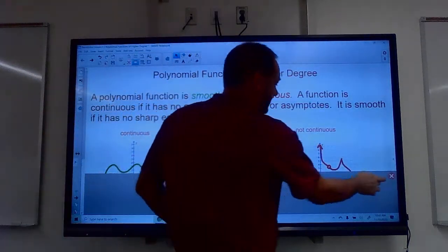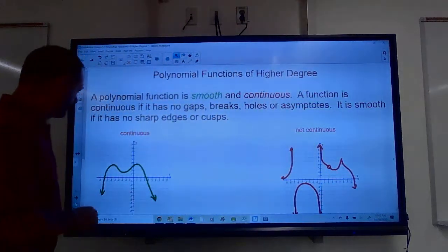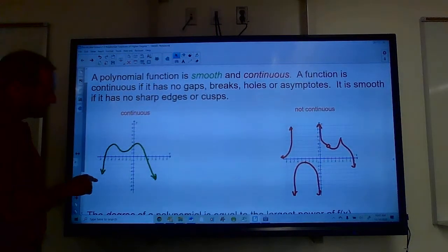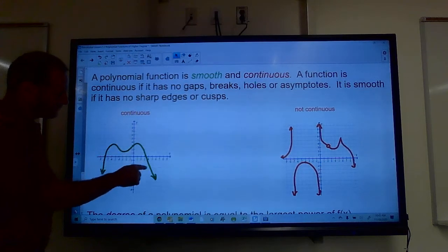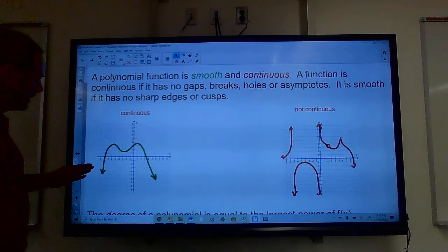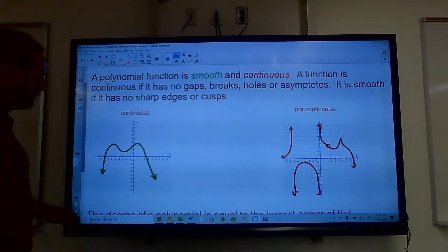So let's look at a couple of examples here. This function is continuous and it's smooth, okay? You can draw the entire thing without picking up your pencil. There are no sharp edges, there's no cusps.